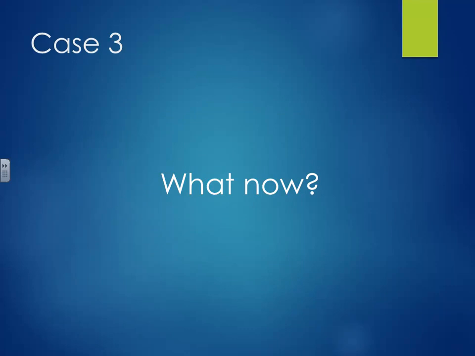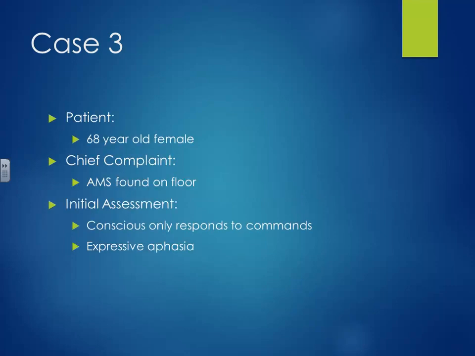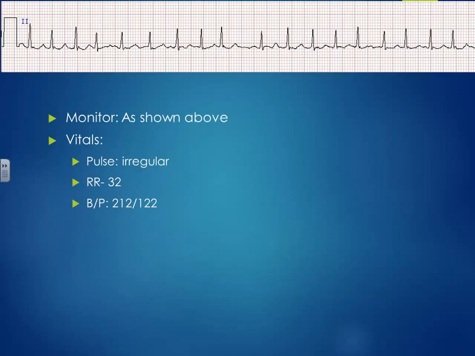What now? Well, this is cardiology, so what are we going to do? We put her on some oxygen. Throw her on the monitor. So her pulse is AFib. Irregular. Y'all work through it. Respiratory rate is 32. Blood pressure is 212 over 122.